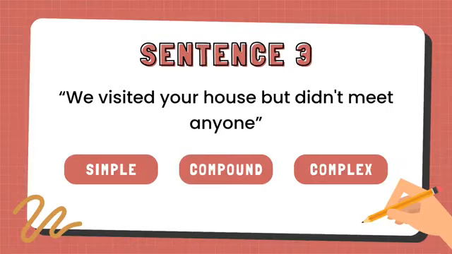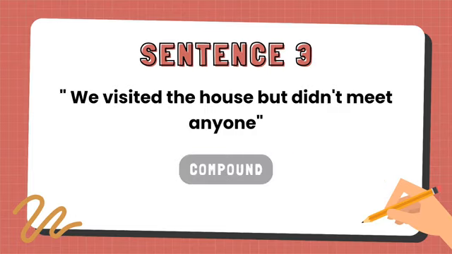We visited your house but didn't meet anyone. Is it a simple or a compound sentence? That sentence is a compound sentence because it contains two independent clauses. The first one, we visited the house. We didn't meet anyone is the second one. Here, they have been joined together by the coordinating conjunction "but." Therefore, we have the compound sentence, we visited the house but didn't meet anyone.